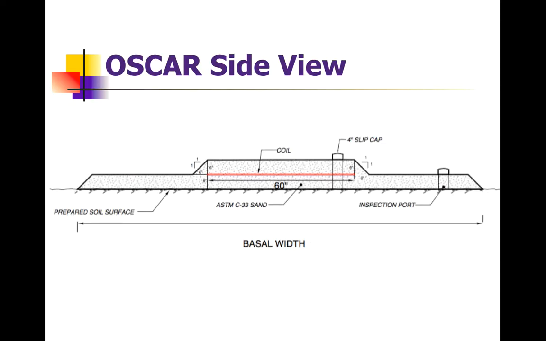The Oscar from a side view: we have the red horizontal line representing the coil itself, a minimum of 6 inches of sand underneath that, overlying a prepared basal area or receiving soil. You'll notice that the areas outside of where the coil is located are just a minimum of 6 inches deep. The only place that we have a total of 12 inches is right with the coils, where we're going to have 6 inches under, as well as a minimum of 6 inches on top of the coil. But again, the rest of the basal area, we only need to have 6 inches.